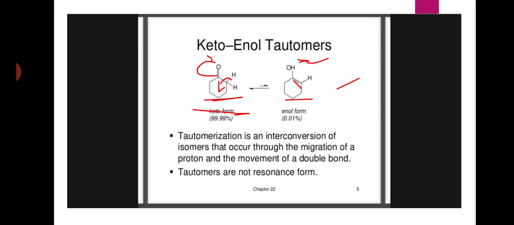Next is keto-enol tautomerism. Here the keto form is converted to the enol form, and again the enol form is converted to the keto form. This tautomerism is an interconversion of isomers that occurs through the migration of a proton and the movement of the double bond. These two tautomers are not resonance forms.